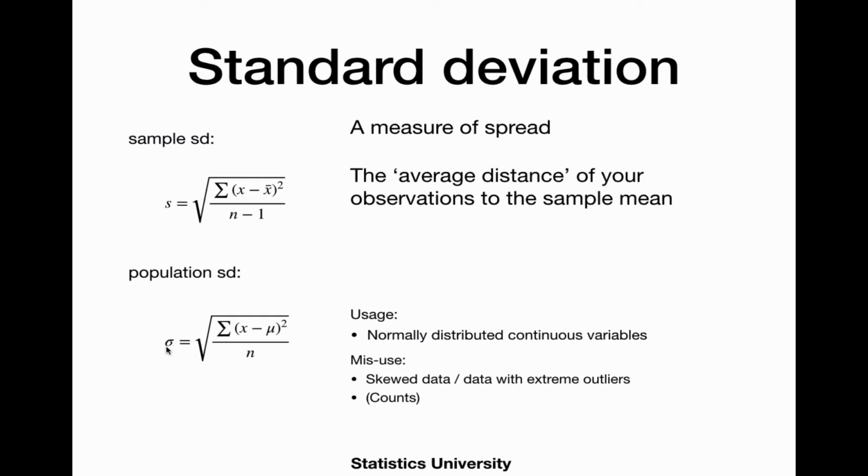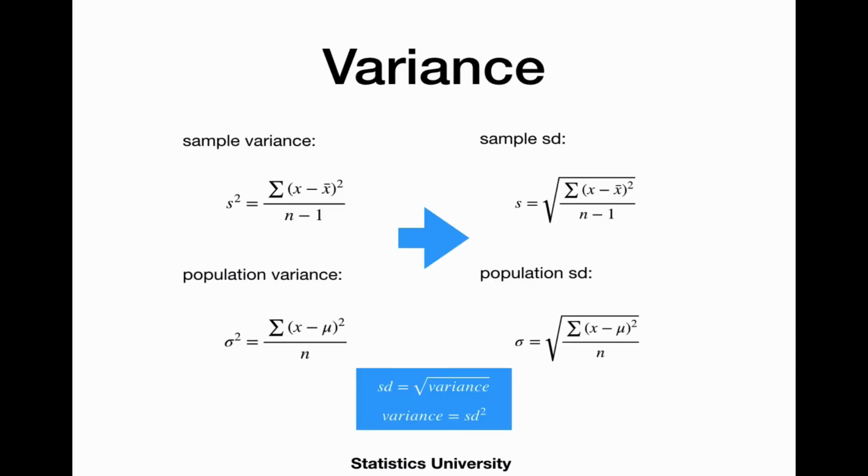And the population standard deviation is denoted by the Greek letter sigma, and it's almost equal. It's just that we don't divide it by n minus 1, but we divide it by n. And the same goes for the standard deviation as the mean. We shouldn't use it for skewed data, data with extreme outliers or counts.